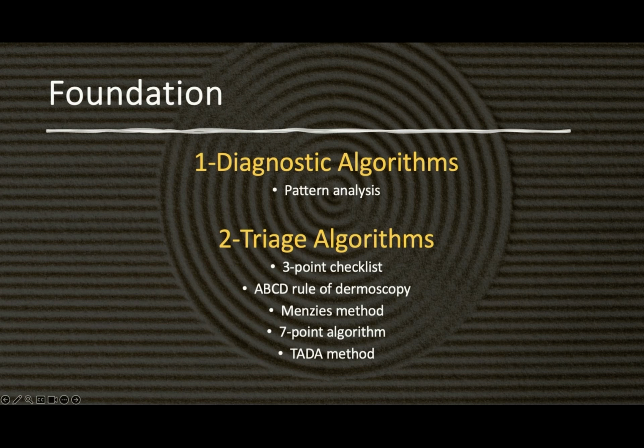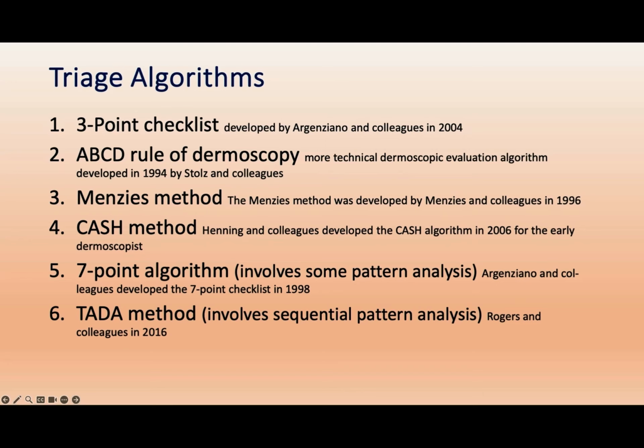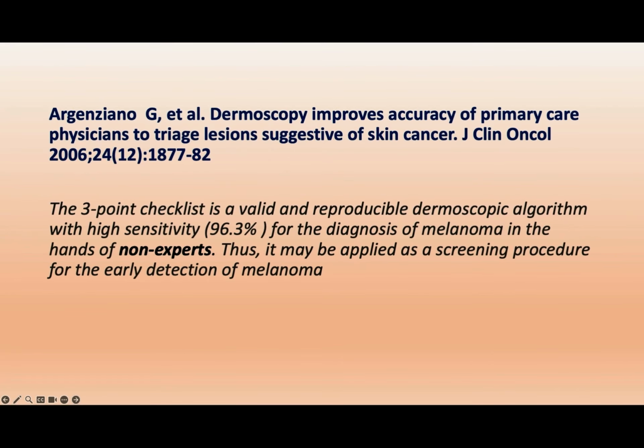Obviously, it'll take more time to learn all of those structures. But triage algorithms that came about within the last 10 to 20 years or so are quite numerous, and the one that we chose for today is the three-point checklist. The three-point checklist is a valid and reproducible dermoscopic algorithm with high sensitivity, 96.3%, even in primary care physicians after 1 hour of training, for the diagnosis of melanoma in the hands of non-experts. Thus, it may be applied as a screening procedure for early detection of melanoma.